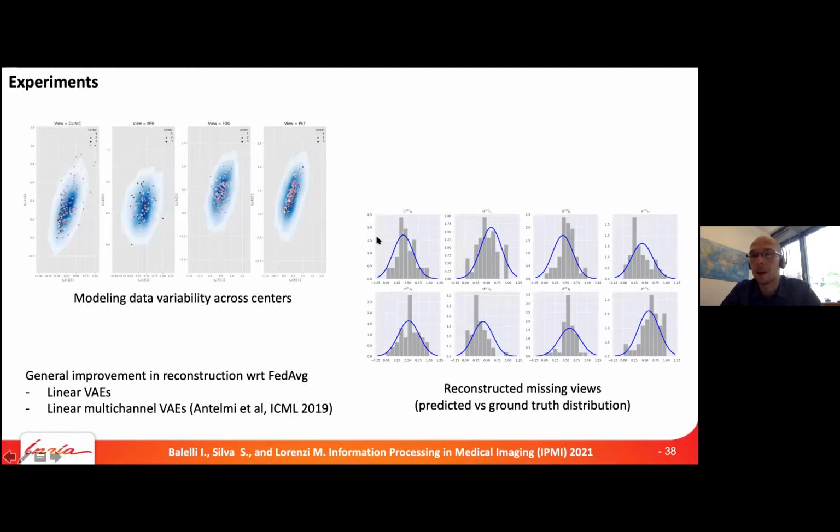Since we have a generative model, we can even impute missing views. Here we can see the distribution of the imputation with respect to the ground truth that was not given. Centers can benefit from this because they can impute, according to what we see in all the other data centers, the modality that they don't have. So this is also a nice feature. And in general, in terms of reconstruction, we do better than Fed averaging with variational autoencoder or other approaches. Yeah, that's the idea.